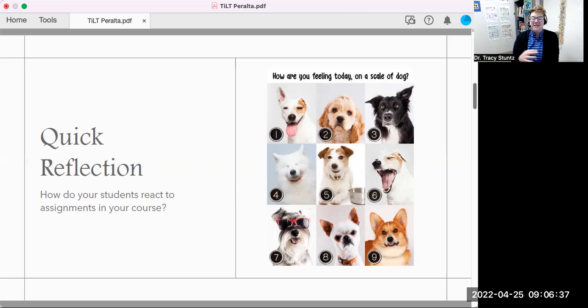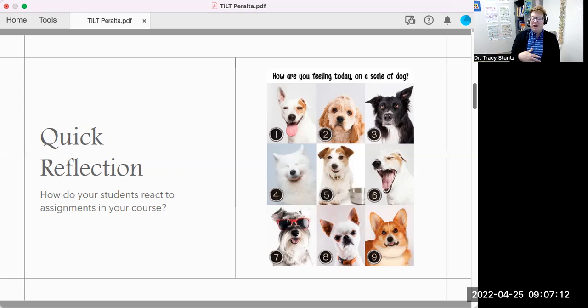So, quick reflection. Either think about when you were a student, how you felt about assignments in your classes, or as an instructor, if you're surveying your students, what kinds of things are they telling you about your assignments? What kinds of things are you seeing from your students? If you're grading, what kinds of areas of frustration are there? Are you finding that your students are struggling with any parts of your assignments?